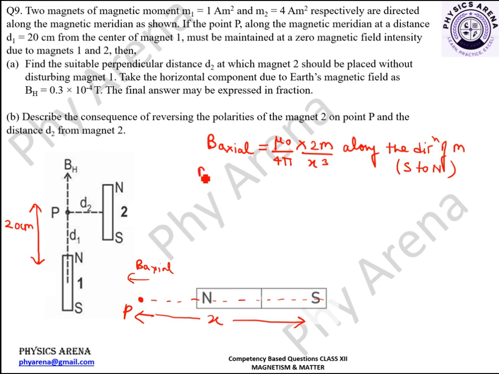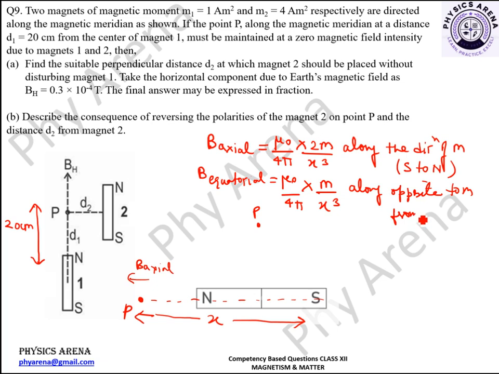Now, if we need to find the magnetic field at the equatorial point of the same magnetic dipole, so this may be the equatorial point that lies on its perpendicular bisector, then the value of the magnetic field will be mu naught upon 4 pi multiplied by m upon x cube. And the direction will be opposite to m, that will be from N to S. So this is the key concept that is required to solve this problem. Now let's try to solve it.